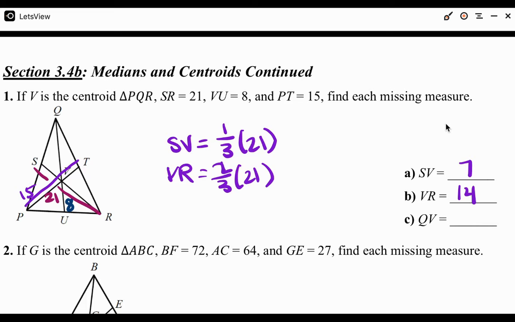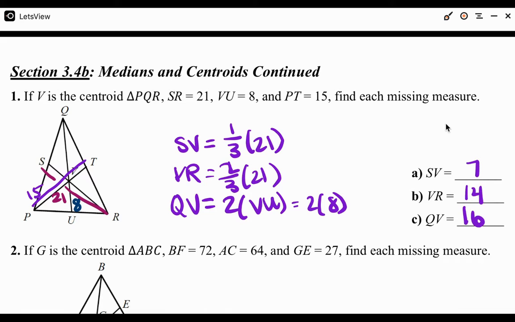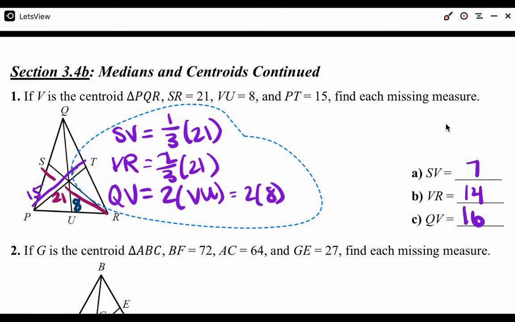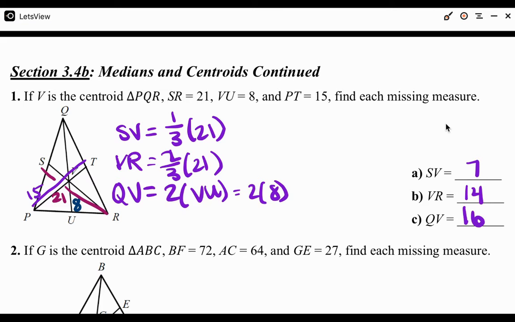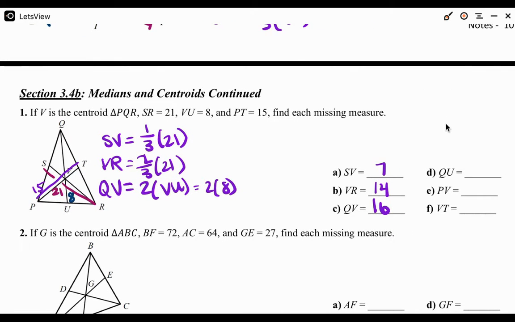QV, so remember our relationship is QV is equal to 2 of VU. So 2 times 8 is 16. Move these over. For QU, we know that that is going to be, so if this is 8 and this was 16, so QV plus VU, that's going to give us 24.